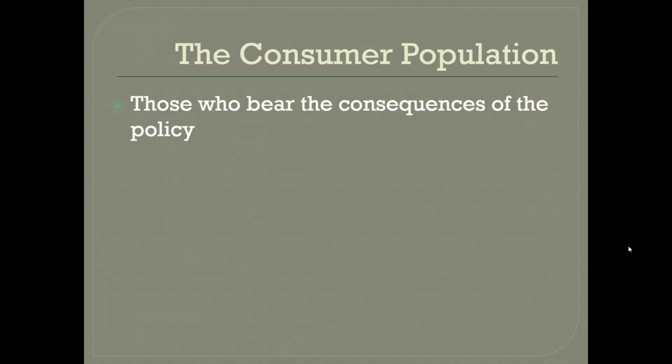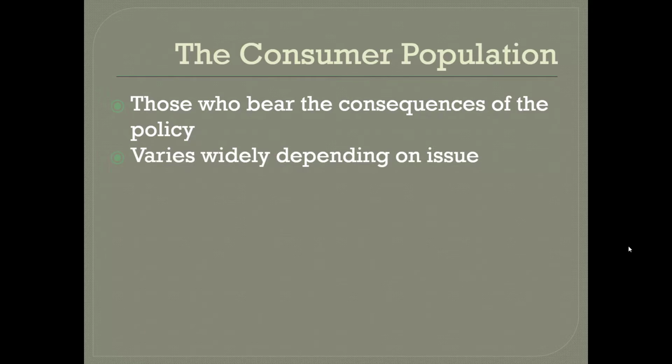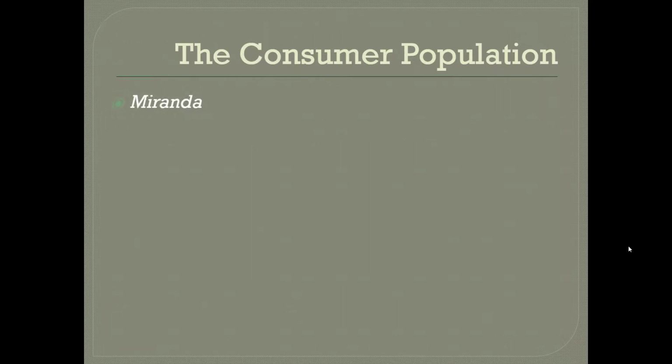And then finally, the consumer population. The consumer population is the broadest population. These are the individuals who bear the consequences of the policy. Now, these consequences could be good, they could be bad. Some Supreme Court decisions provide individuals with rights, others may provide them with duties, but regardless, the consumer population is the group that will be affected if the decision is actually implemented. And the consumer population really varies quite widely depending on the issue. And we'll just take a few examples.